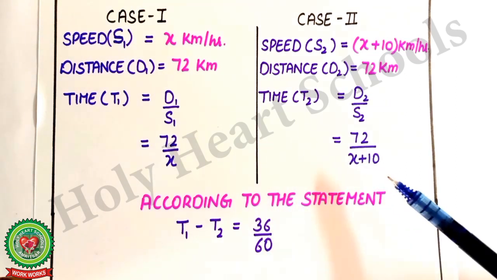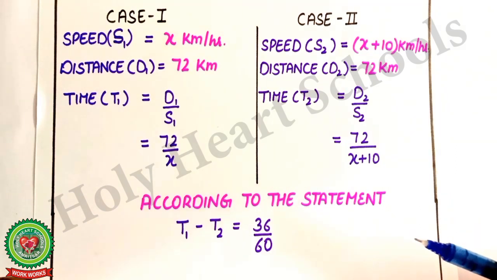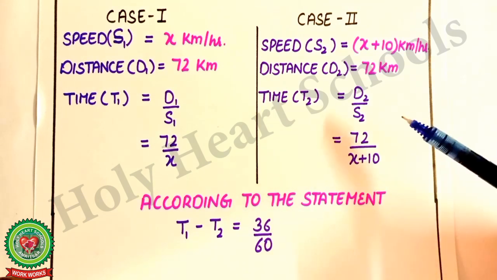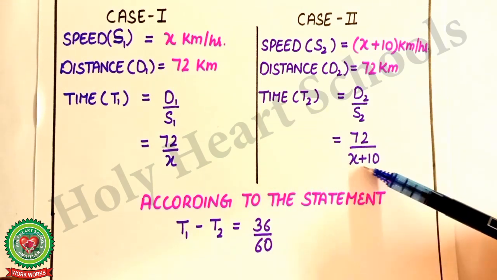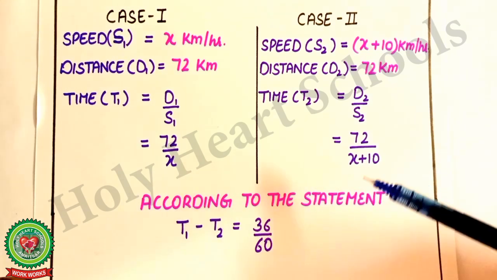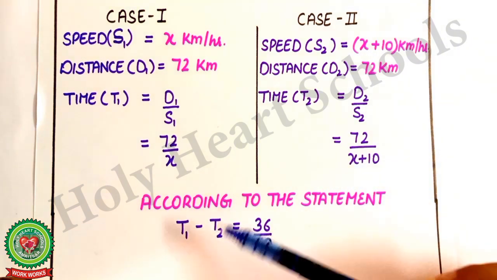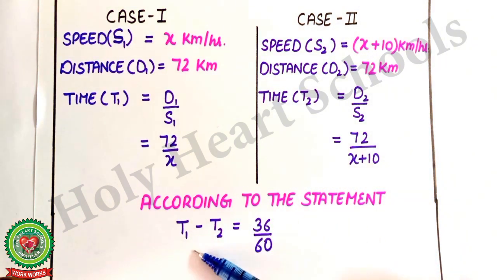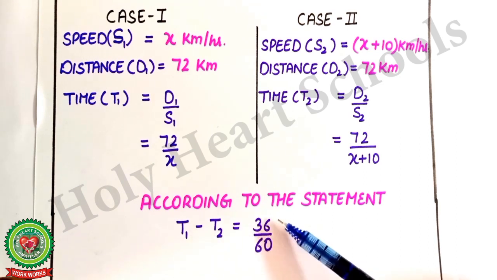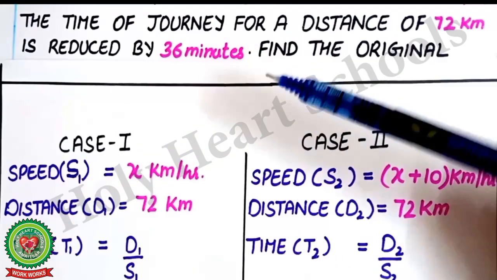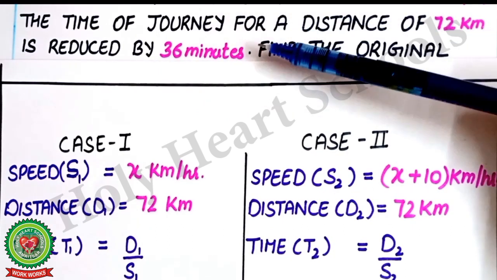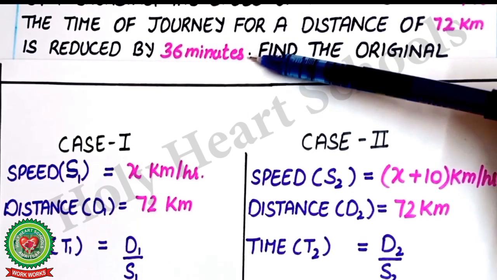From here, as we know, the more the speed, the lesser the time, and the less the speed, the more time it will take. So in case two, time is less as compared to the time in case one. In this case, the time taken is less. So according to the statement, T1 minus T2 equals 36 upon 60, because the time is reduced by 36 minutes.